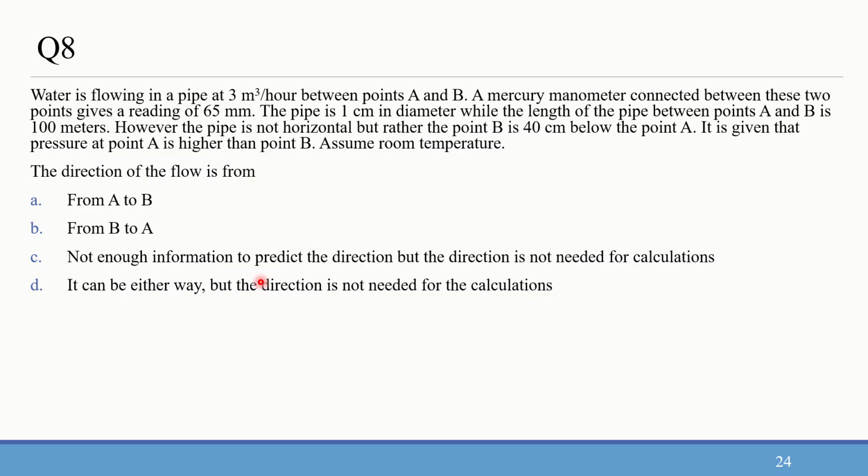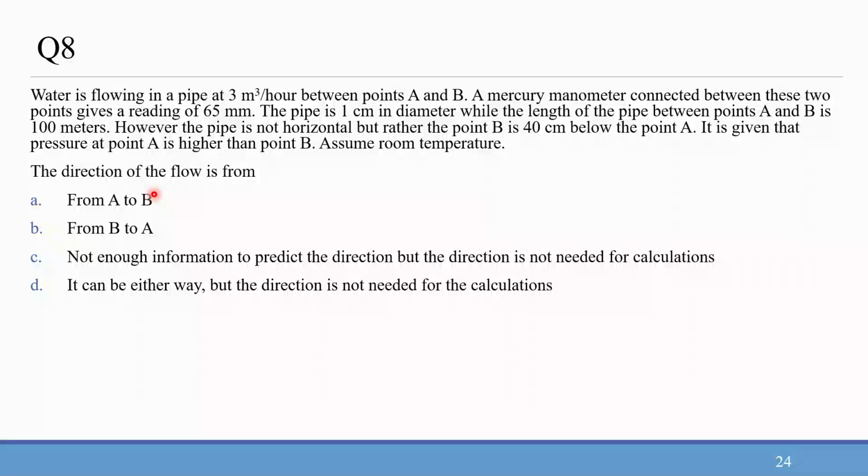Both these statements are kind of false, because in the question enough information is already provided and it cannot be either way. So both C and D are wrong. It can be either A to B or B to A, so we have to choose one based on the statements.